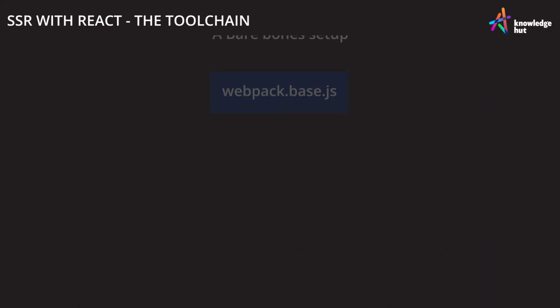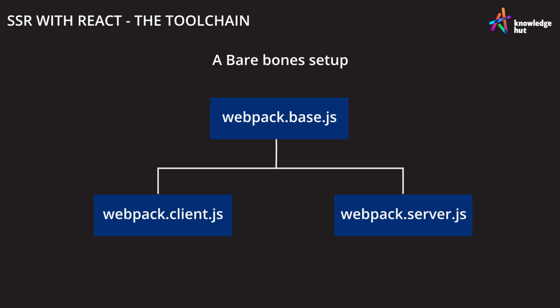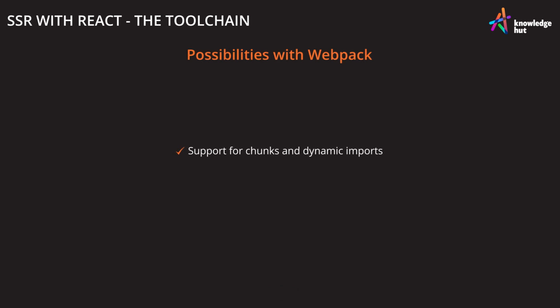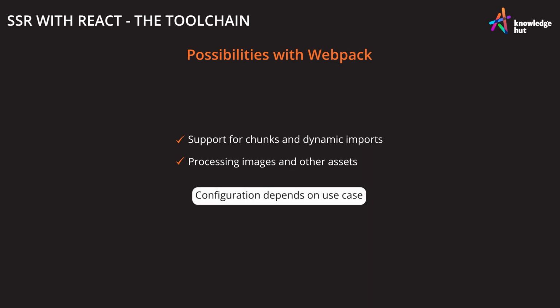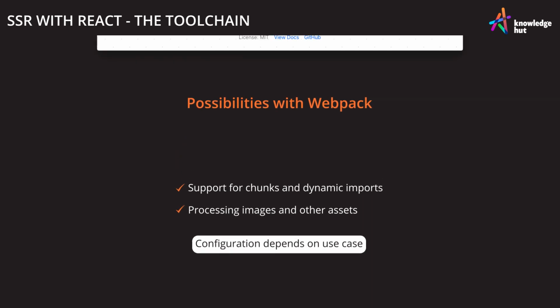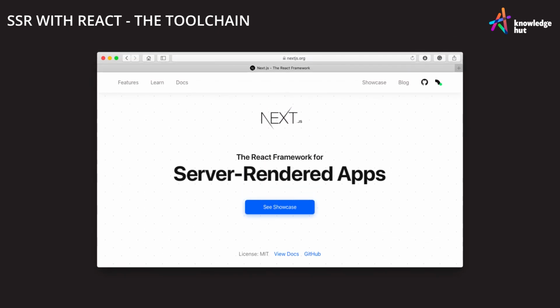The setup you built over these two videos is a bare bones setup that can be used to render server-side React apps. Since Webpack is highly configurable, you can sweeten the pot by adding abilities to produce chunks when dynamic import statements are used, and also loaders for processing images if you've used them in the project. Overall, the configuration here would depend on the exact case at hand. Having said this, probably the best option for most scenarios is to use a framework like Next.js, which simplifies the task of building server-side rendered React applications. You can read more about Next.js on their official website.